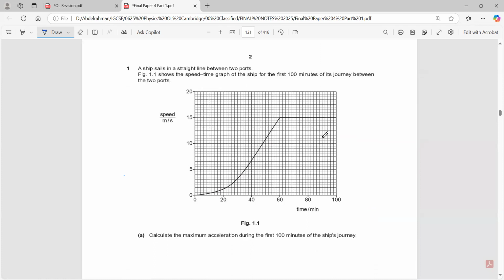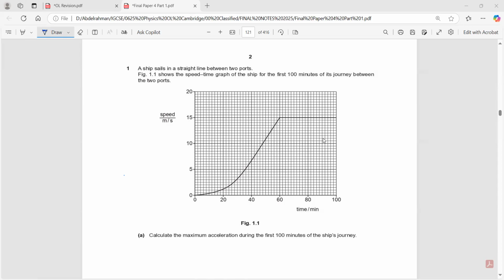Calculate the maximum acceleration during the first 100 minutes. How can you find the maximum acceleration? All you need to do is find the acceleration of the constant part.